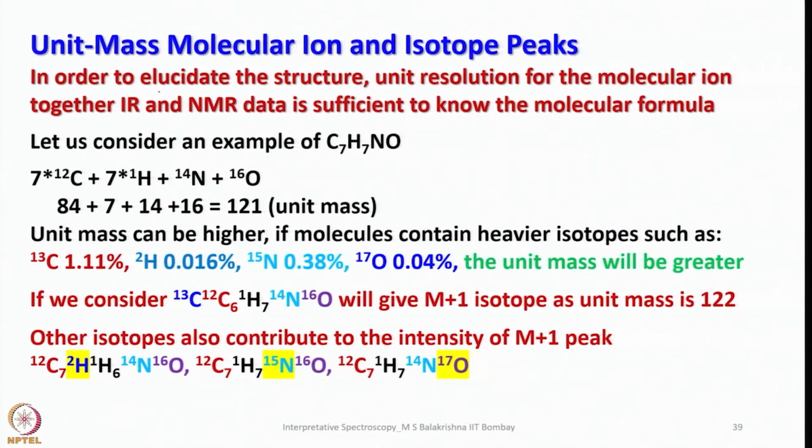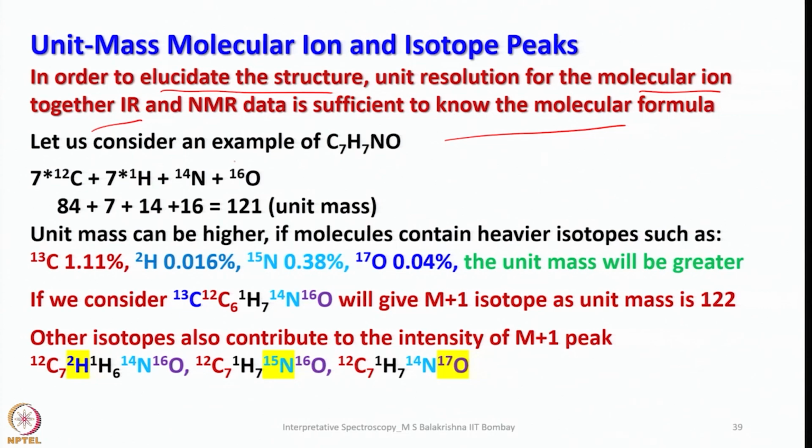In order to elucidate the structure, unit resolution for the molecular ion, together with IR and NMR data, is sufficient to know the molecular formula. Although we get vital information about molecular weight and the fragments through ionization, it's always advisable to take some more information from spectroscopic methods such as NMR as well as IR, and if needed from UV visible spectroscopy as well.